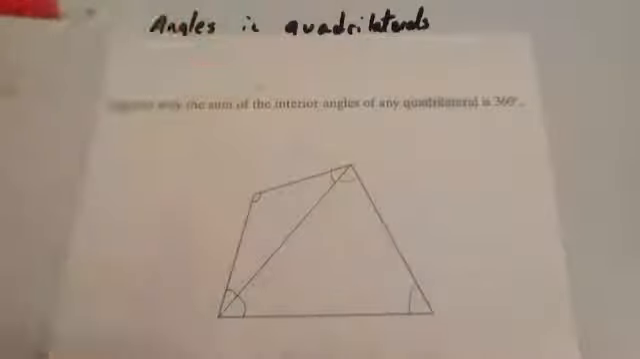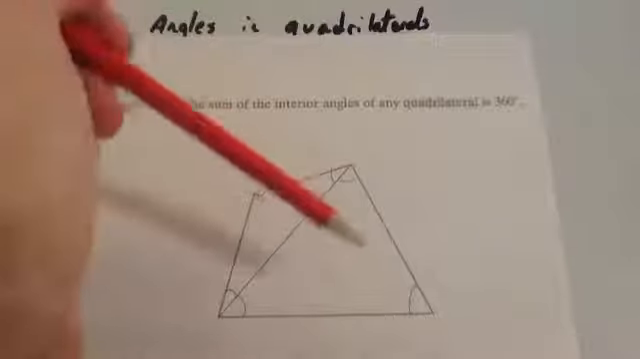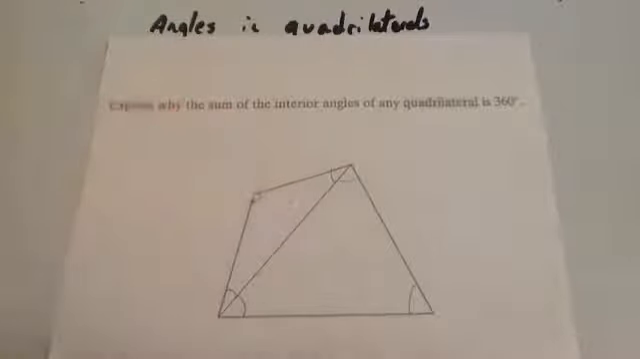So that way you can explain that because you can split a quadrilateral into two triangles, and the angles in each triangle add up to 180, therefore the angles in the quadrilateral would add up to 360.